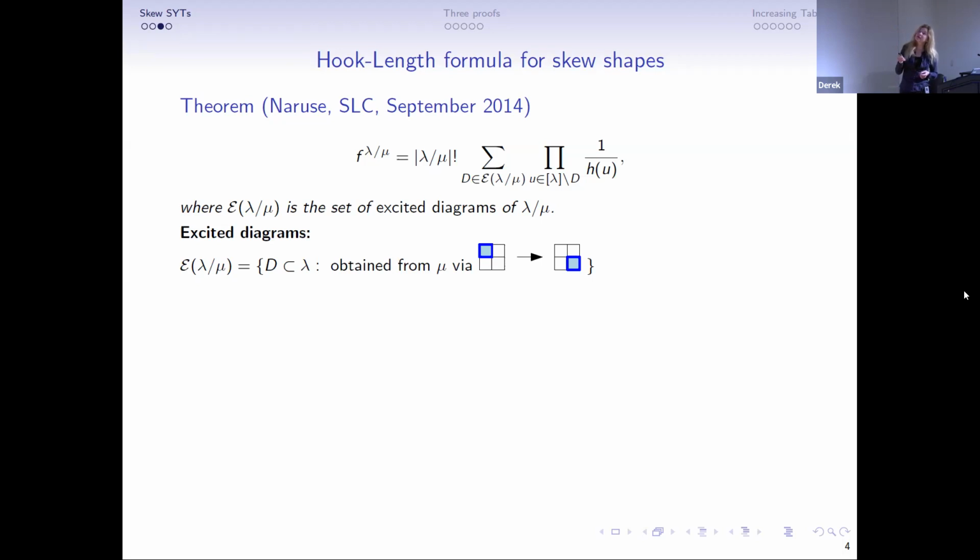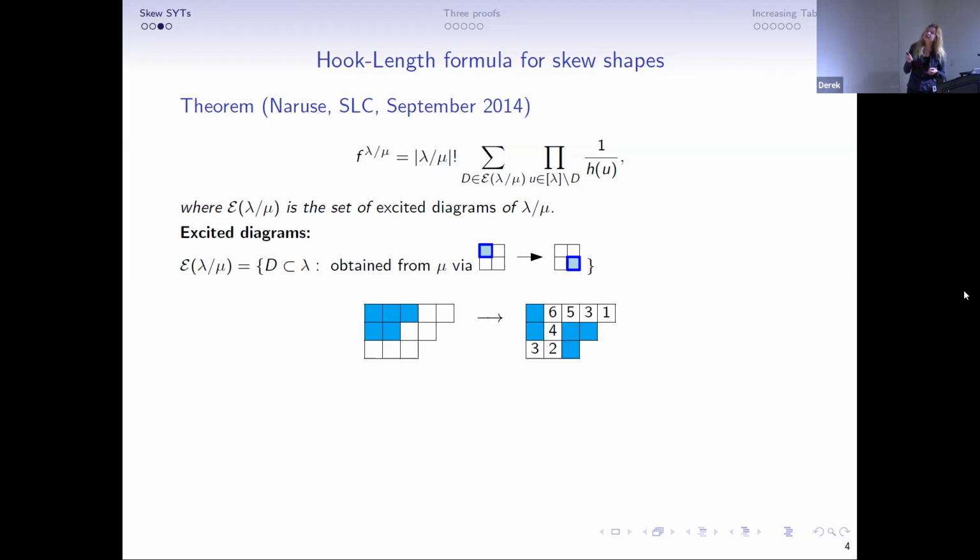So the blue boxes are the boxes of mu, the partition which we are removing. We can do this move. We can shift it down the diagonal as long as we don't have any other blue box obstructing the motion. For example, we can take this shape and shift these three boxes down. We first shift the corner ones, then the other one here. We will get this excited diagram.